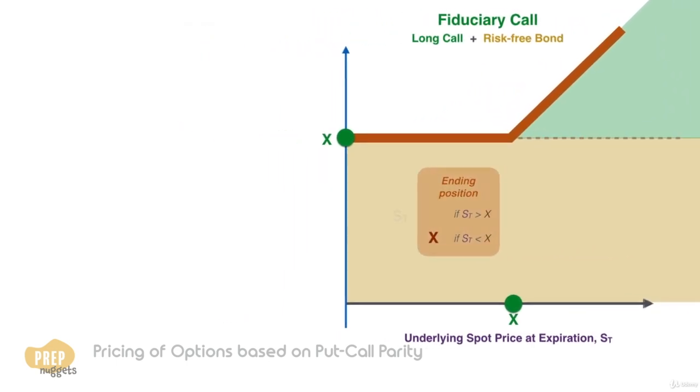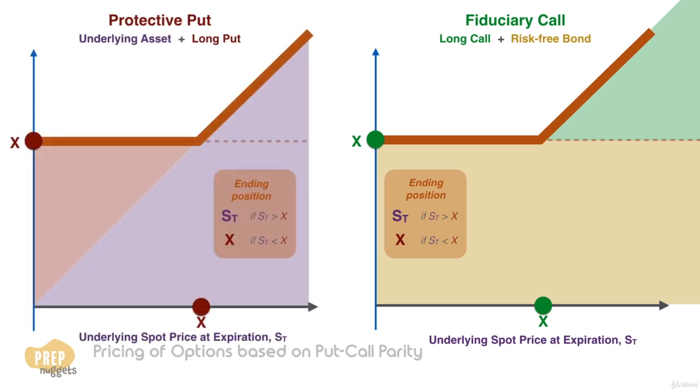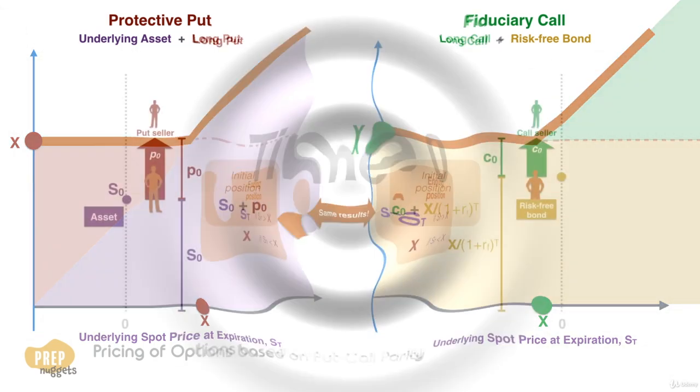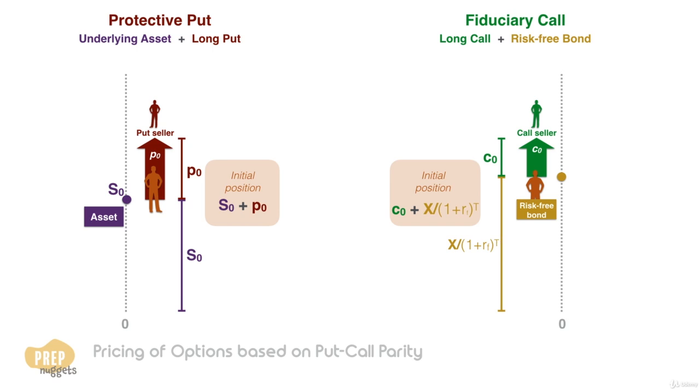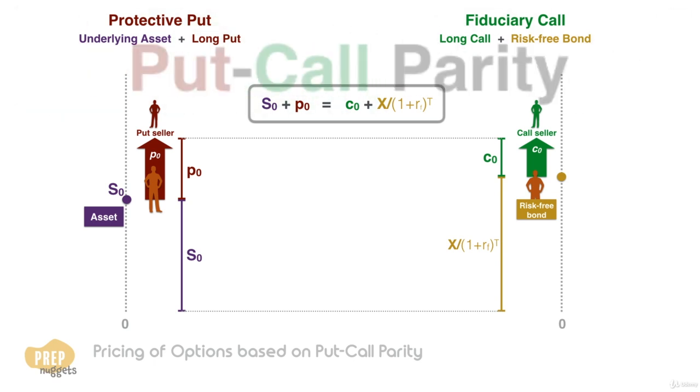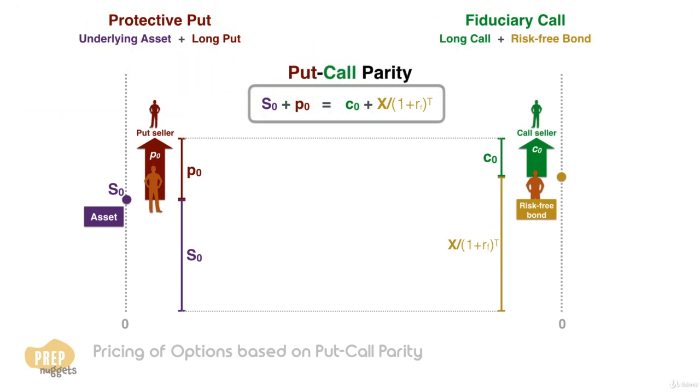Now, do you see the similarities between the protective put and the fiduciary call? Both strategies produce the same result. If both investors receive the same payoffs at time T, regardless of the asset price at T, the amounts they invest at time 0 have to be the same. Thus, we require that S0 plus P0 equals C0 plus the PV of X. And we finally arrived at our put-call parity.